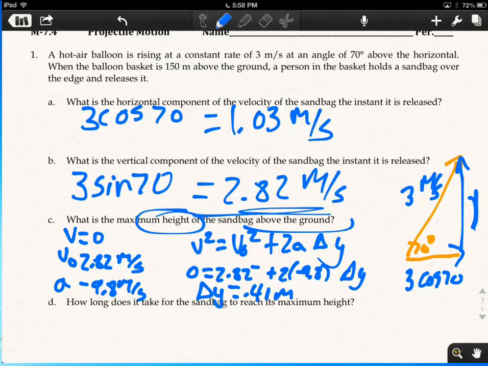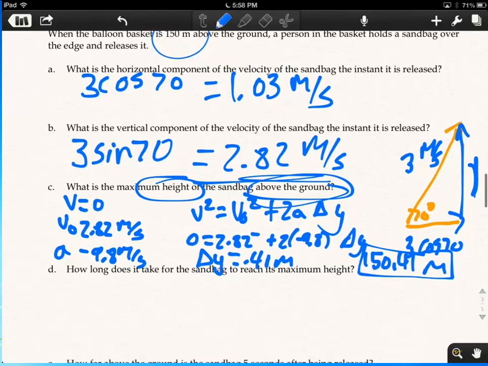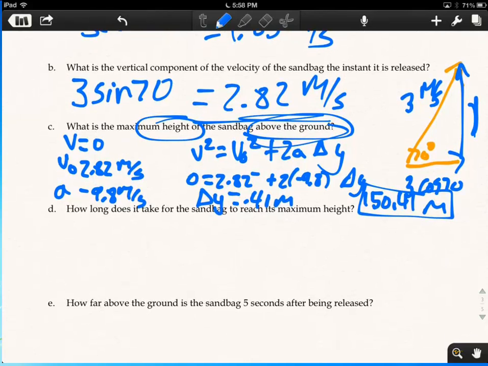It said what's its maximum height above the ground. Since the whole thing started 150 meters high, it's 150.41. Kind of ran out of room there. Meters. How long does it take for the sandbag to reach its maximum height?